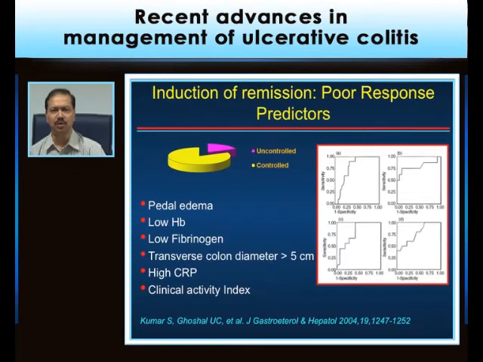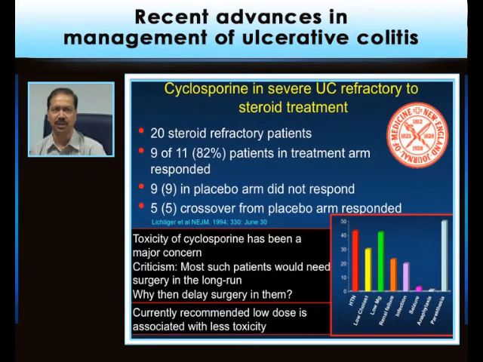Now, does cyclosporine help in this patient? Yes. This is a famous study which was published in NEJM. Of 20 steroid refractory patients, 9 of 11 patients who were treated with cyclosporine responded. On the other hand, all 9 patients on placebo did not respond. Now, when 5 of these patients were crossed over to cyclosporine, all 5 responded.